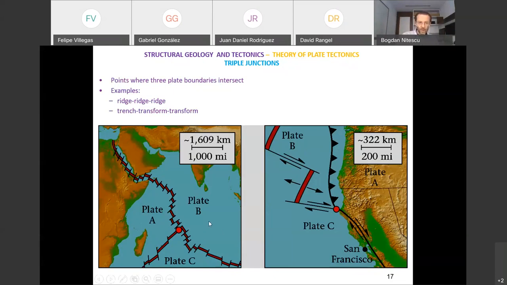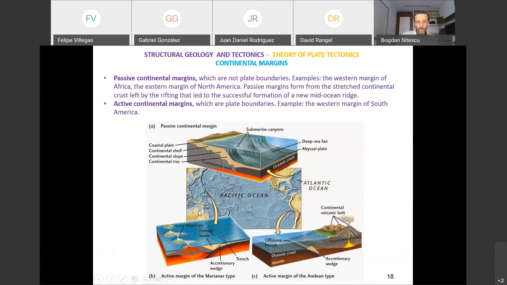All right, so another example is the ridge triple junction. You see the three plates here, so you can imagine kinematically what happens. All right. Now, one more thing I wanted to discuss, which are the continental margins. We have two types. First, passive continental margins. They are not plate boundaries. That's why they are called passive. So nothing happens there, except for the fact that the continental crust ends. So basically, this is a passive continental margin.